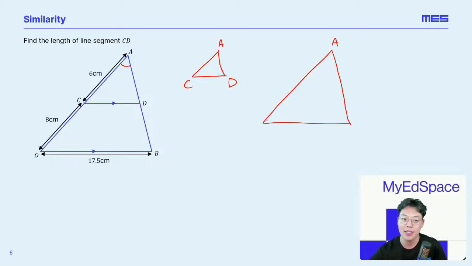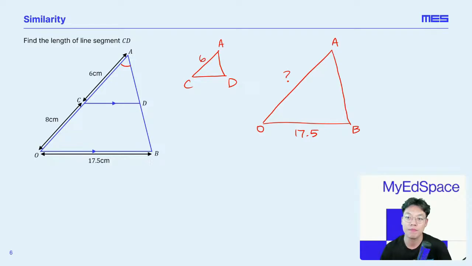We have A, O, and B. Okay, now what do we know? Let's label as much as we know. We know that this is 6. We know that this is 17.5. What is this going to be?